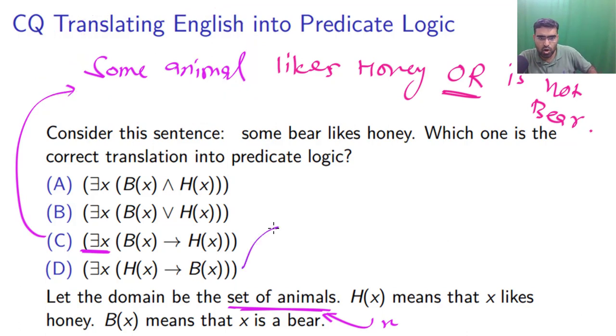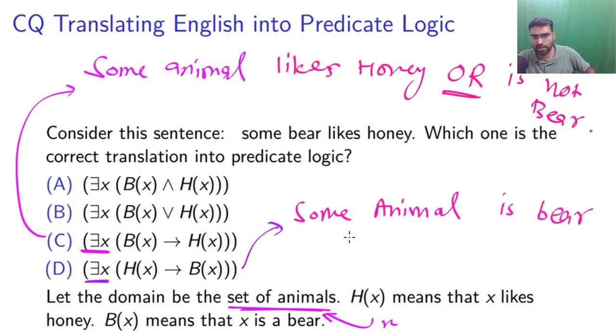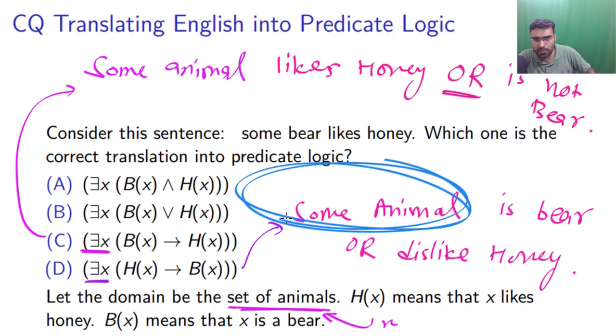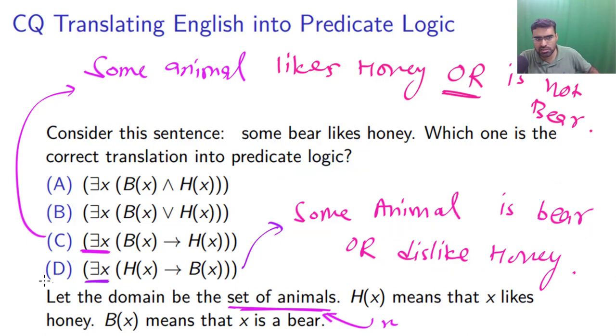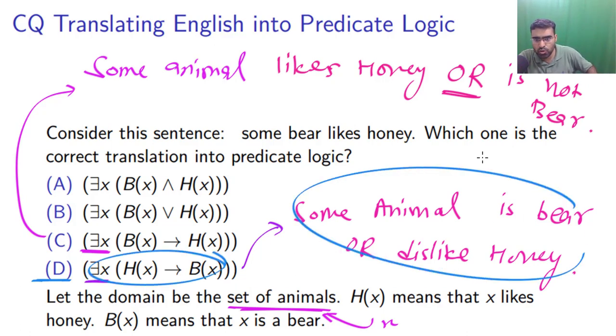What is option D? Option D is saying that there is some animal who is a bear or does not like honey. So you have this type of animal. There is some animal who is a bear or dislikes honey, or does not like honey. So you have this type of animal which is either a bear or it does not like honey. This is the interpretation of option D, the translation of option D into the English language.